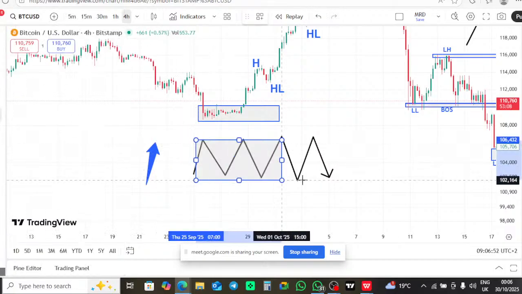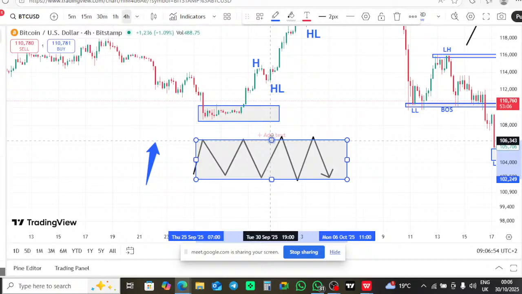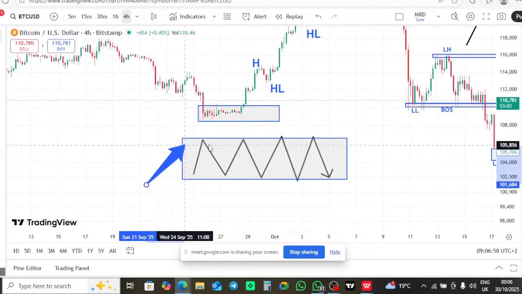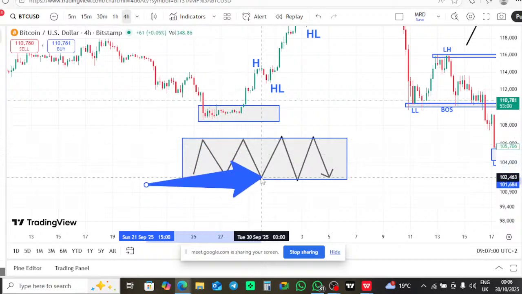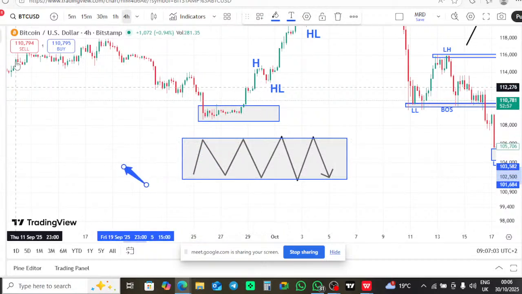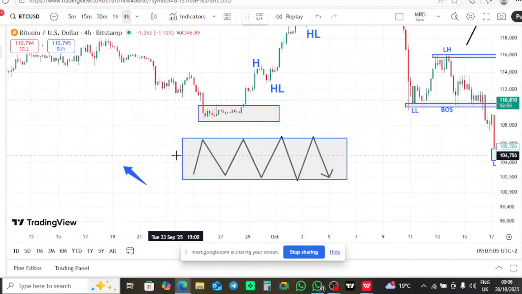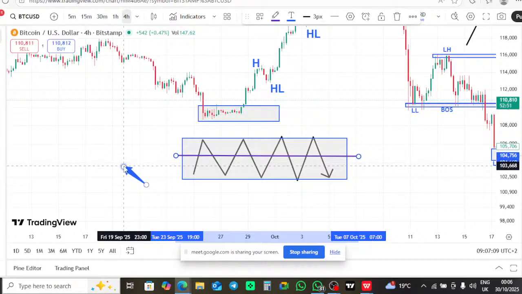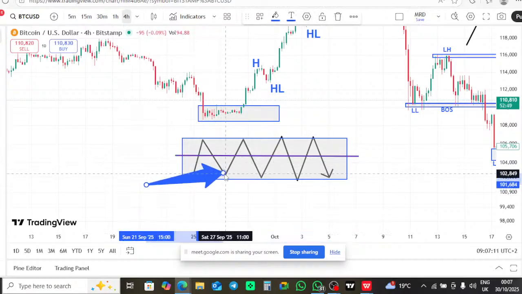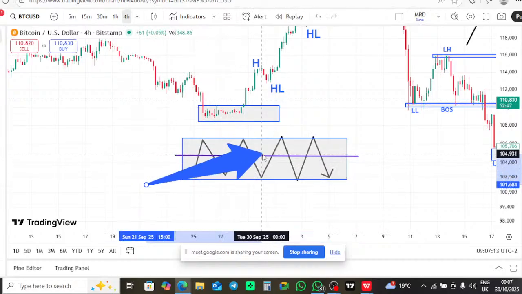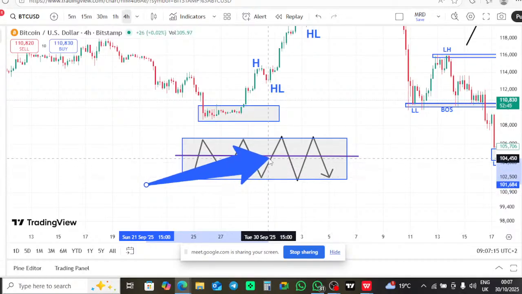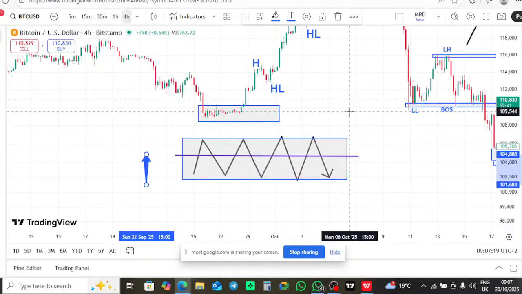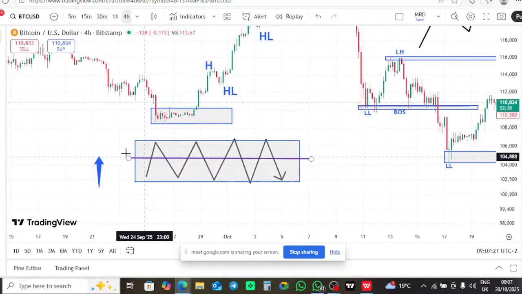If this is my support and resistance, up here I have resistance, down here I have support. Now I will put a middle line like this, straight one. I always trade down here, I get out at the middle point. I trade down here, I get out at the middle line. That's how we trade the ranging market.